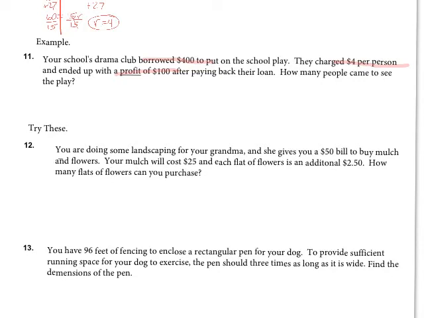So it now asks me how many people came to see the play. So that's what I'm going to make my x. I'm going to say x is the number of people. Now I'm going to create my equation. So the total profit is $100. And that $100 equals the money I made. So how much money did I make? 500.